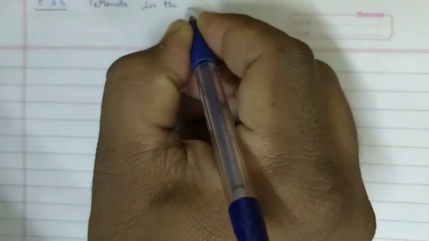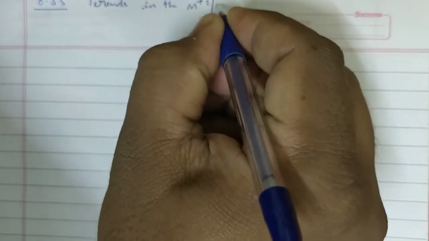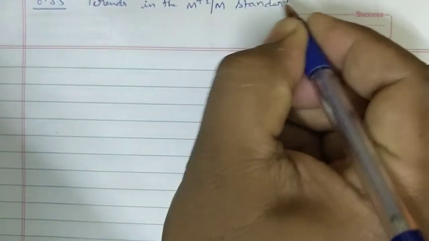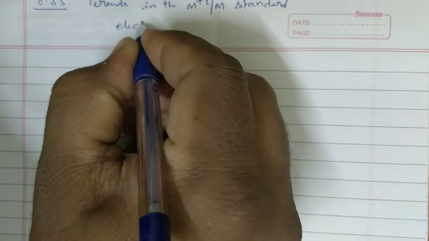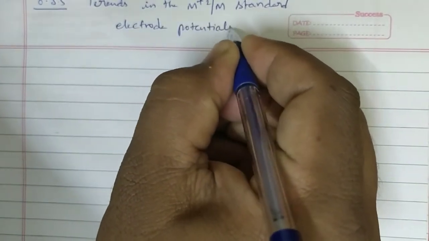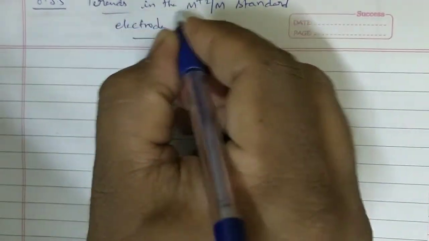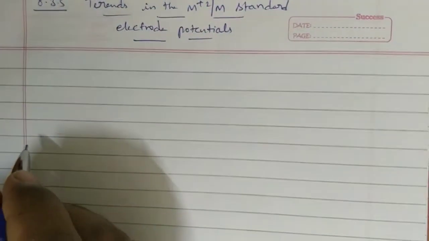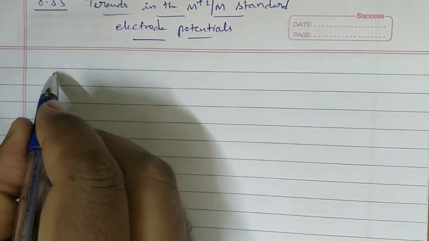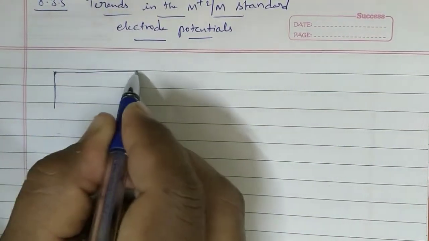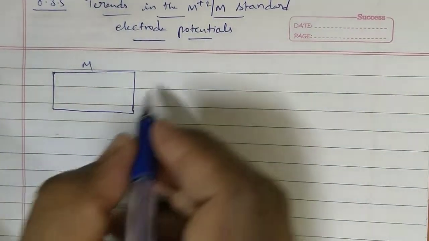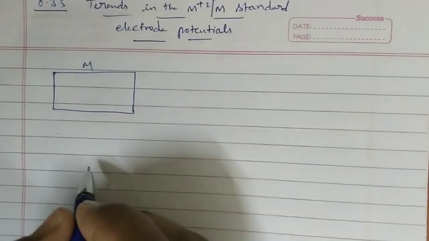Trends in the M+2 such that M standard electrode potentials. This is our next side reading. Before going to this one, generally we will take any metal in neutral state, that is metal atoms, that is metal M. Okay.